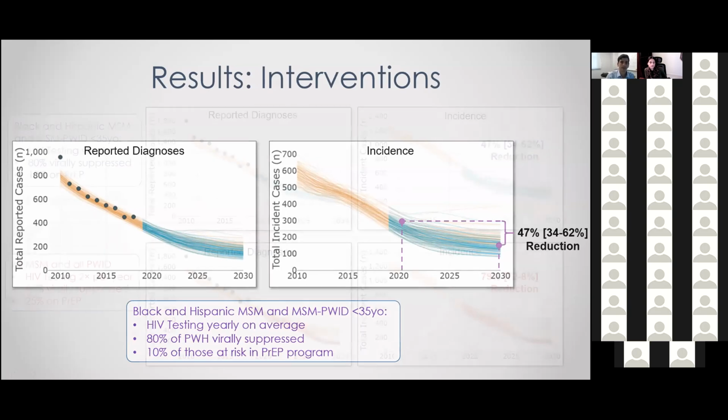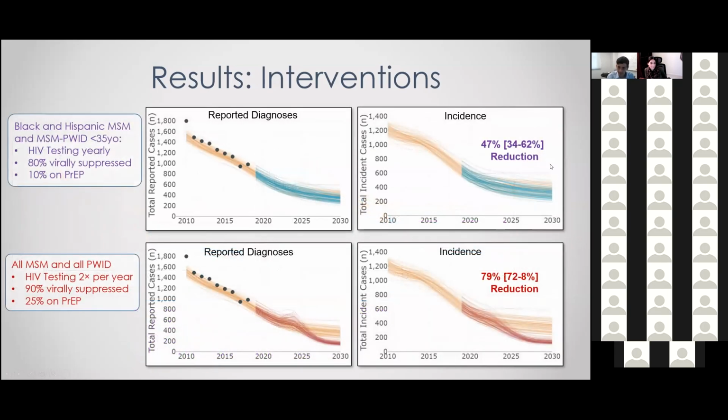So you can sort of scale up the interventions, right? And say, here's that one that I just showed you. Here's another one, right? And now we're going to focus on all MSM and all people who inject drugs. And they're going to be tested here on average twice a year, 90% suppressed, 25% on PrEP, right? So these are pretty ambitious levels of interventions. And this is sort of what happens with diagnoses. You get a little bump here as that increased testing hits, and you diagnose undiagnosed people, and then you drop down. And for instance, you get about a 79% reduction from that intervention.